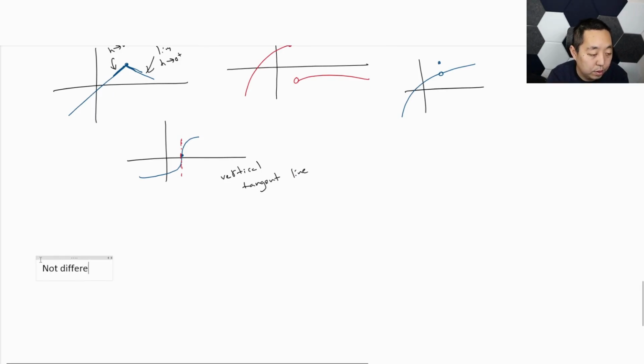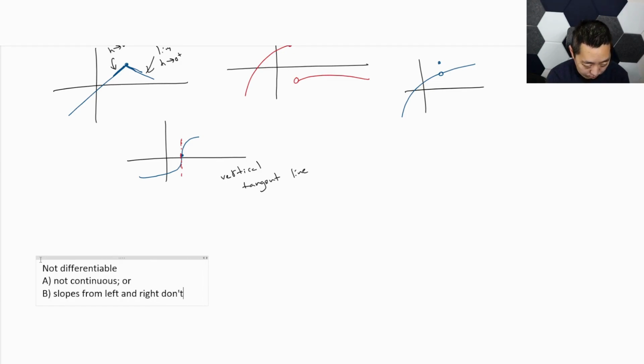Okay, in that scenario. So just to summarize, the three ways that it could be not differentiable: A, it's not continuous, or B, the slopes from the left and right don't match, or the tangent line is vertical, so it has an undefined slope. In all three of those cases, the slope of the tangent line will not be defined. There's no way to establish the slope of a tangent line, and that's when it would not be differentiable.